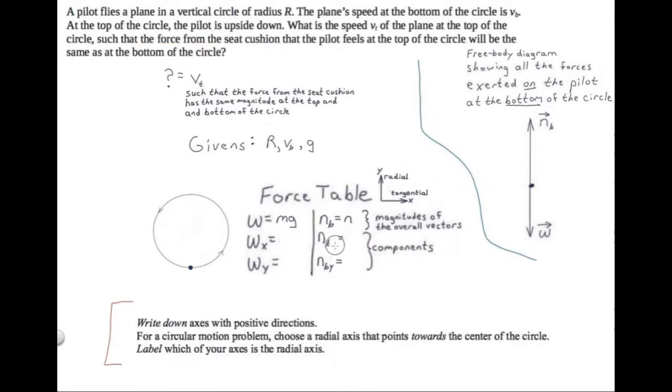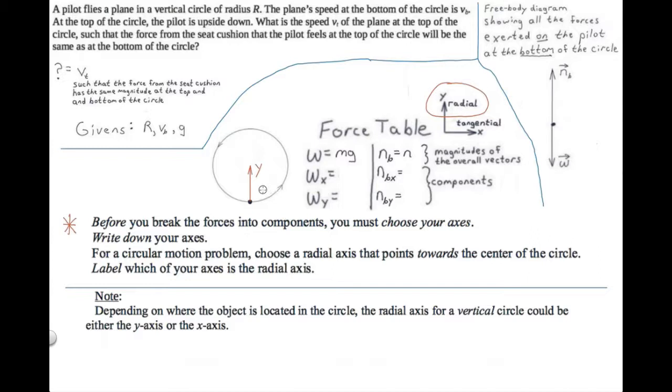Before we break the forces into components, we must choose our axes. We should choose a radial axis that points towards the center of the circle. Now, this dot reminds us that we are currently assuming that the pilot is located at the bottom of the circle. So, we choose a radial axis that points up. Now, in this case, the radial axis is the y-axis. In the previous problems in this series, the radial axis was the x-axis. Label that in this case, the y-axis is radial.